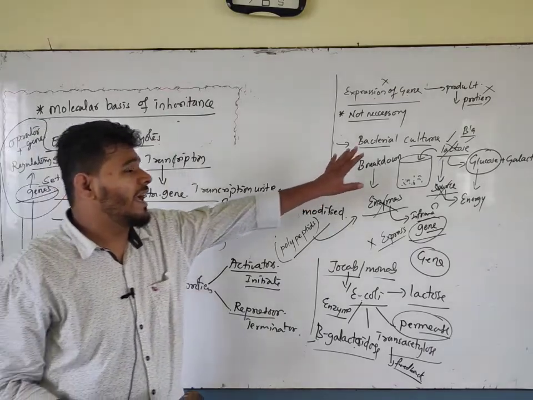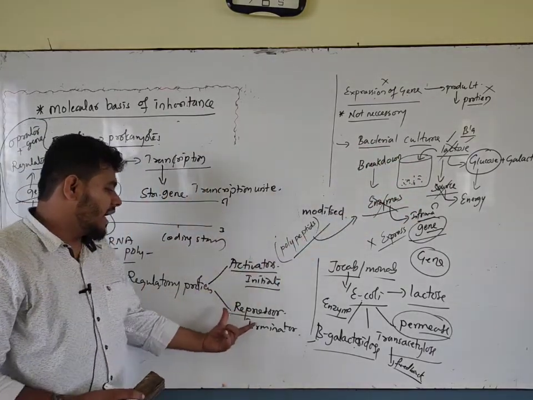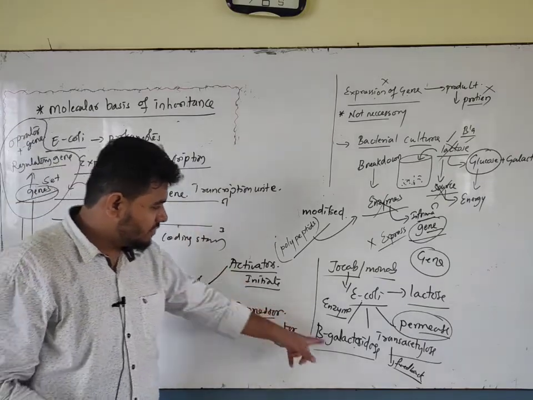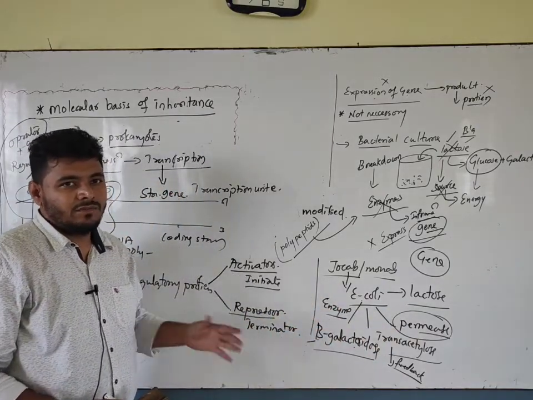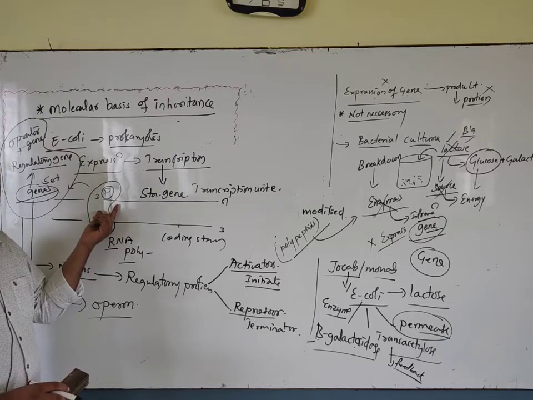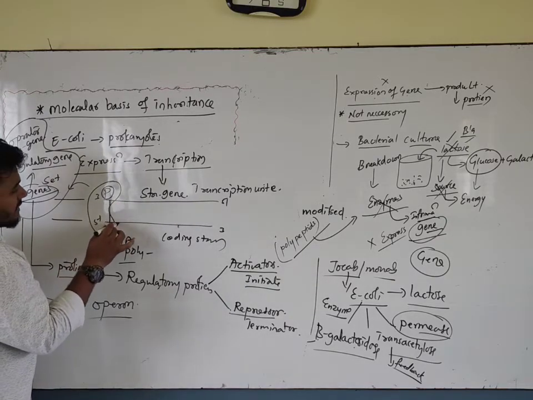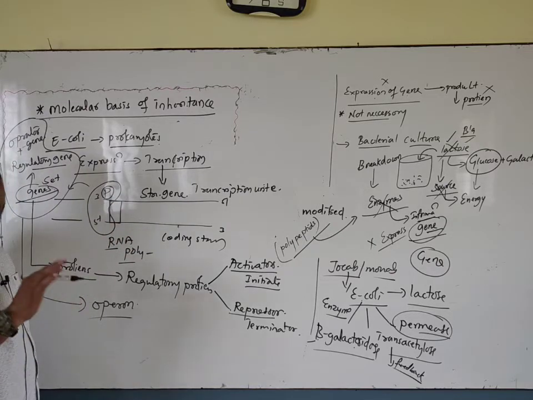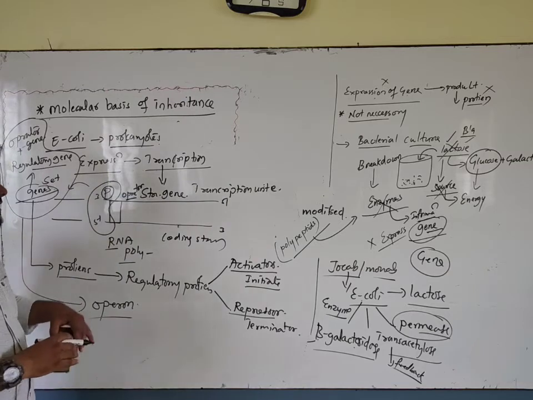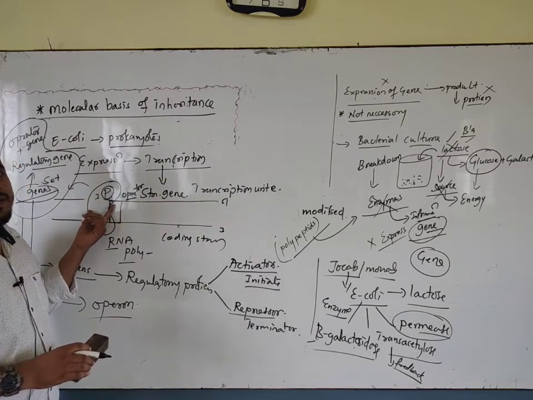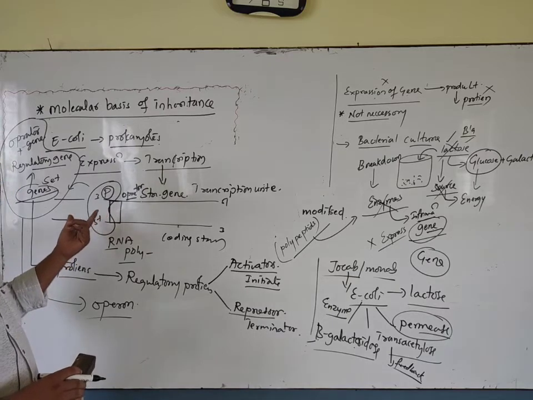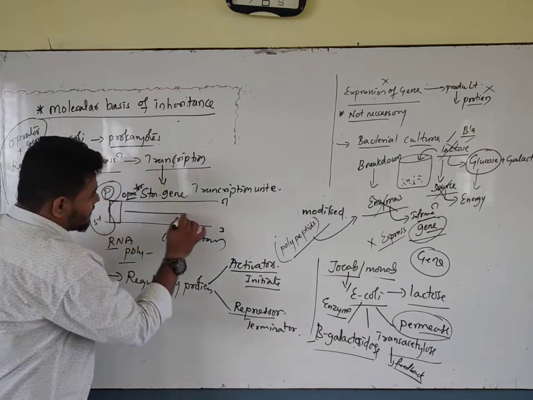If there is no necessity, no lactose is there, regulatory protein acts as a repressor. The expression of this gene which produces this product, they terminate. They stop. How will they stop? They will not let this RNA polymerase attach to a promoter. Actually, the promoter is not attached by RNA polymerase. It is attached on operator region. So these are the sequences which are present besides the promoter. Okay. So if RNA polymerase attached on promoter region, then the transcription starts.